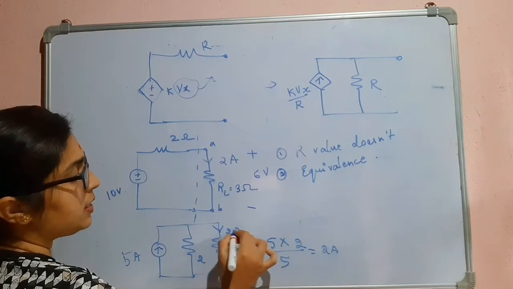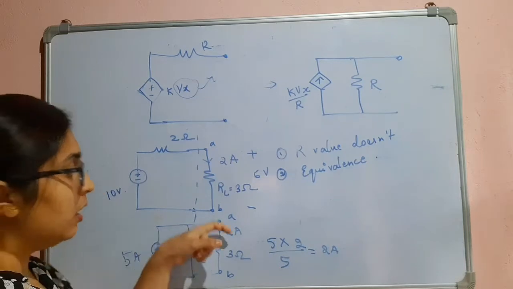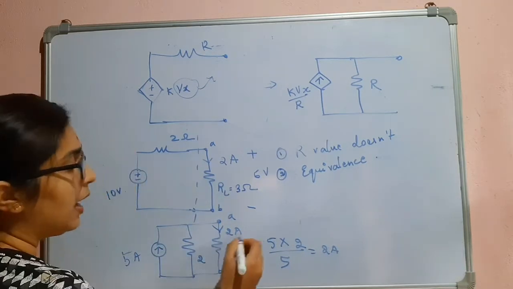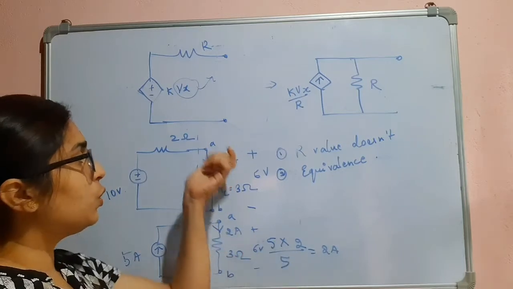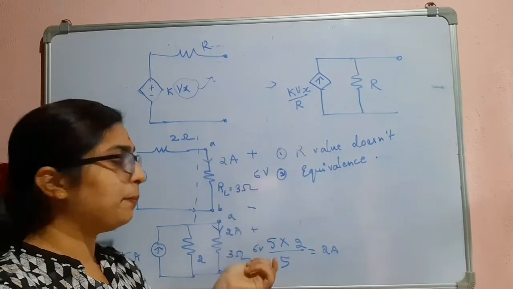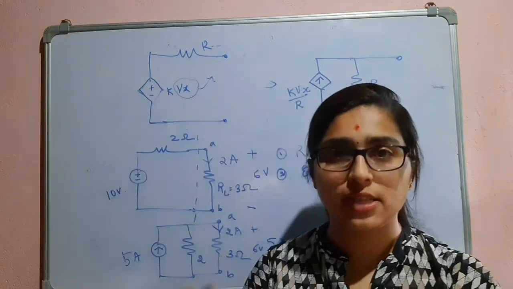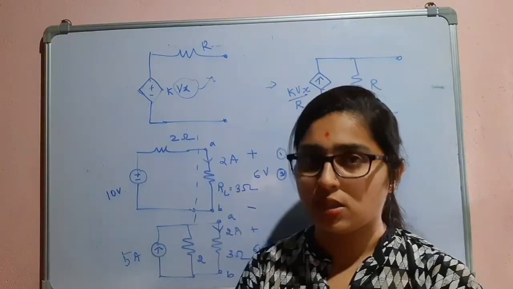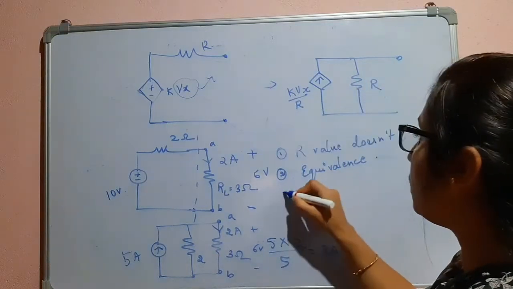See, these are the same terminals now, A and B. The current flowing through that is also 2 amperes, and the voltage can also be considered as 6 volts. So 2 ampere 6 volts, 2 ampere 6 volts. So the terminal characteristics are unchanged even though you are performing the source transformation. The terminal characteristics will be the same.